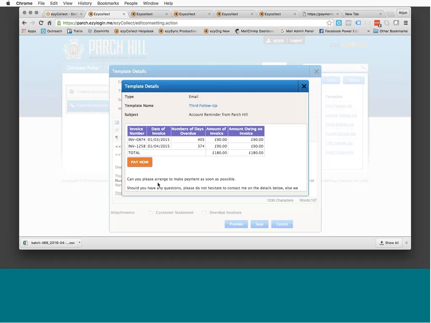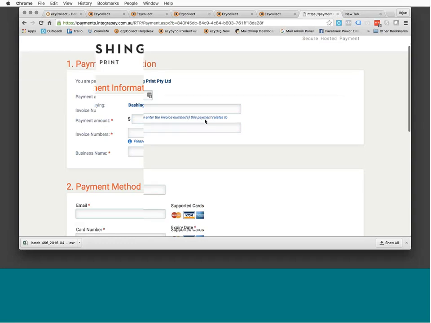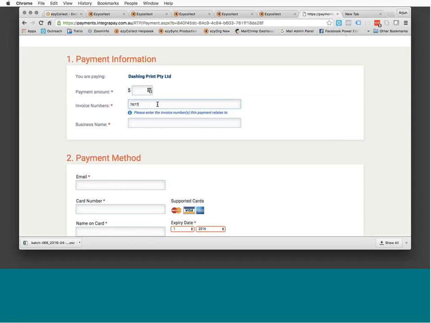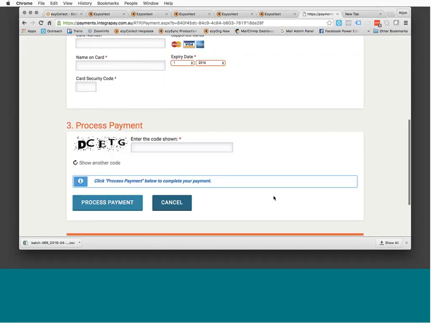You can put it on your XO invoices, such that when your customer gets a follow-up to actually pay, they can press this button. It'll take them to a payment page which will be branded with their own branding, i.e. with your own branding, and then your customer can, on the weekend, at midnight, put in how much they want to pay, put in the different invoice numbers that they're paying, and their business name, put in the payment method, and then hit process payment, and it's done.